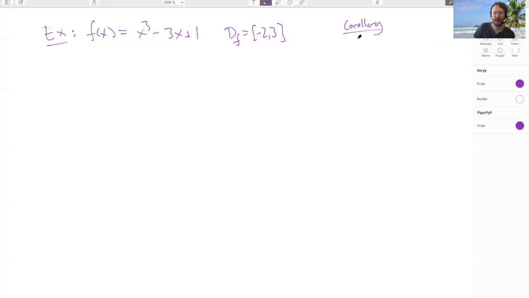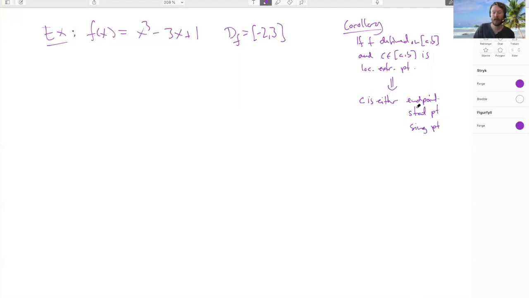Well, it says that if f is defined on, let's say, [a, b], and c in [a, b] is a local extreme point, then one of the following three has to happen. c is either an endpoint, a stationary point, or a singular point. So being an endpoint means that c is equal to one of those two guys. Being a stationary point means that the derivative is 0. Being a singular point means that the derivative does not exist.